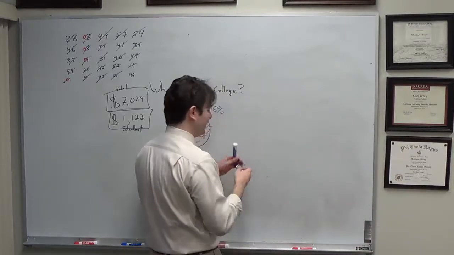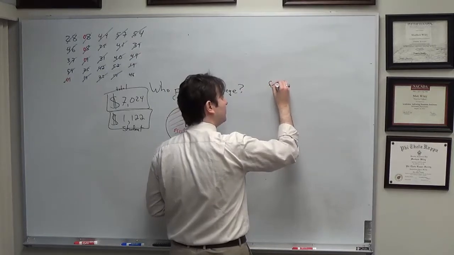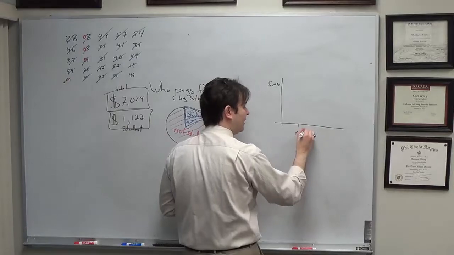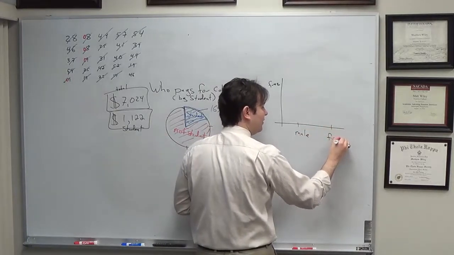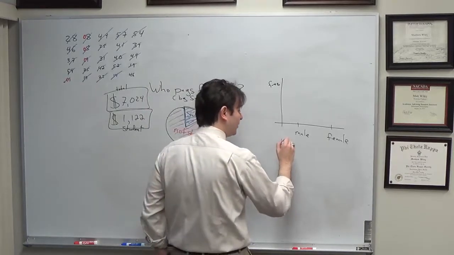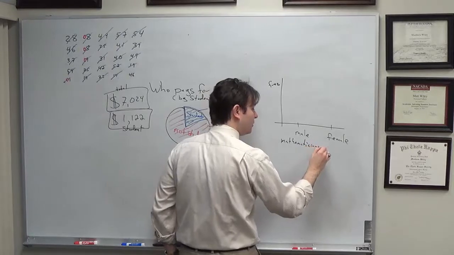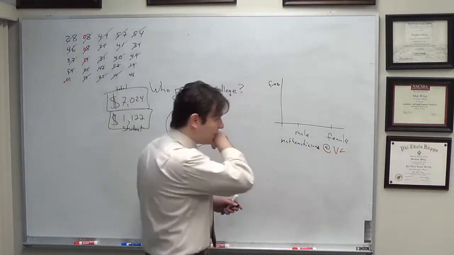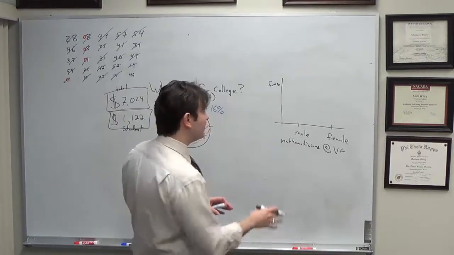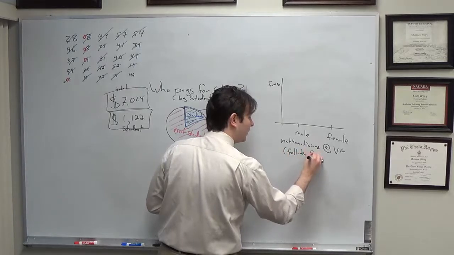So a bar graph, for example, could look like this. This could have frequency, and this could have categories like male and female. And this could be a chart that was labeled mathematicians at VC. And if we were looking at the people who teach in our 4-credit math program, mathematicians at VC, let's say full-time faculty.